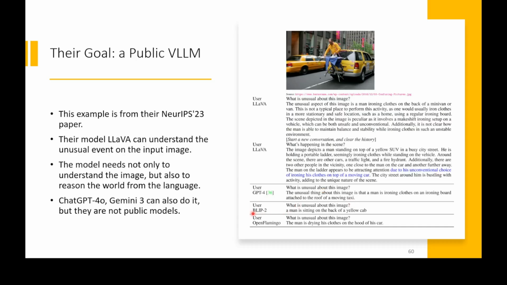And there are BLIP, BLIP-2, and OpenFlamingo. They can understand the image, but they cannot clearly explain why it is unusual. They just describe the image correctly. So that's not enough. They want to help users through language: what is the important message in this image? That's why they call it LLaVA. The last A is assistant.